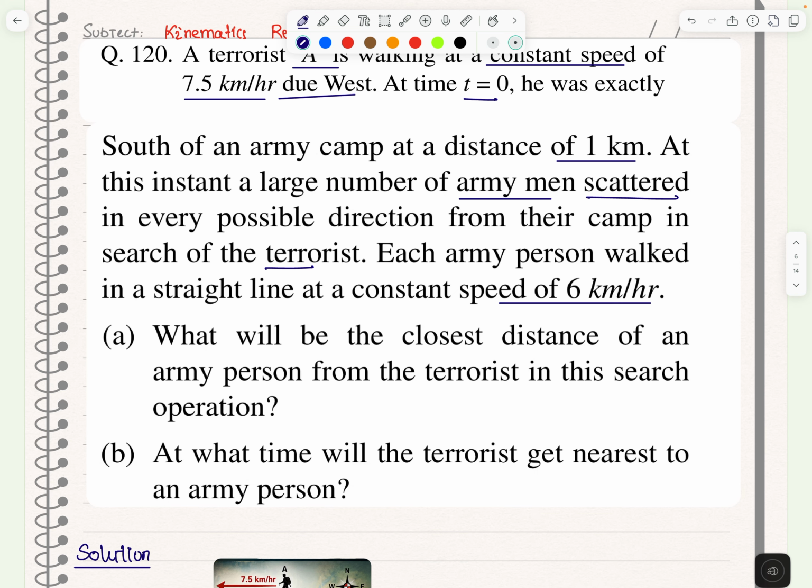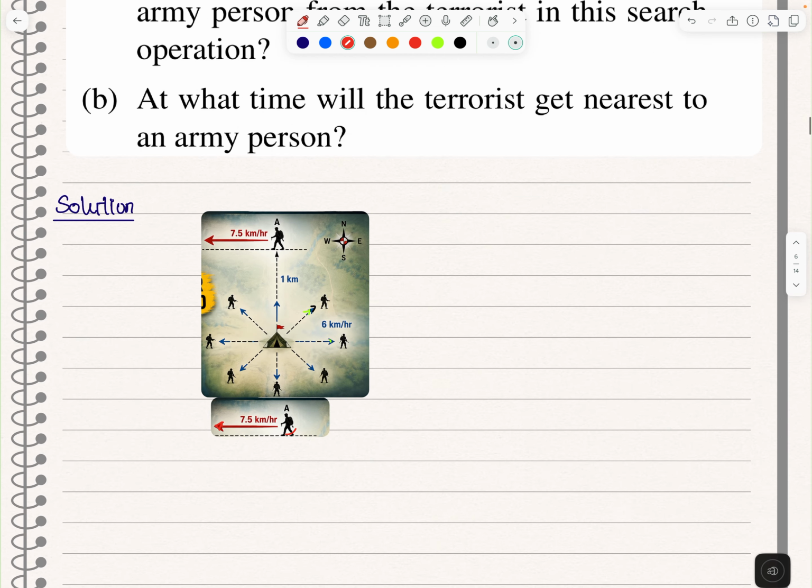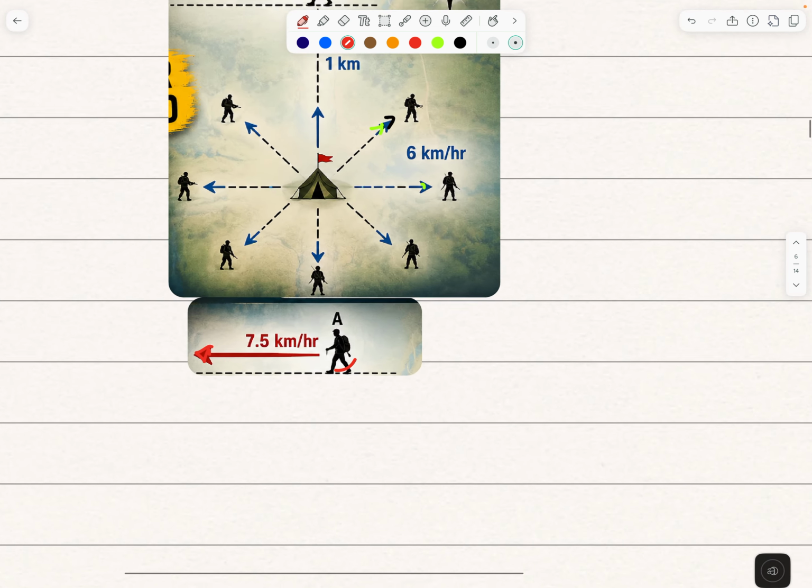They are asking a few questions. First, they are asking what will be the closest distance of an army person from the terrorist in this search operation. Second, they are asking at what time the terrorist will get nearest to the army persons. चलिए, the same situation I try to explain by a diagram.